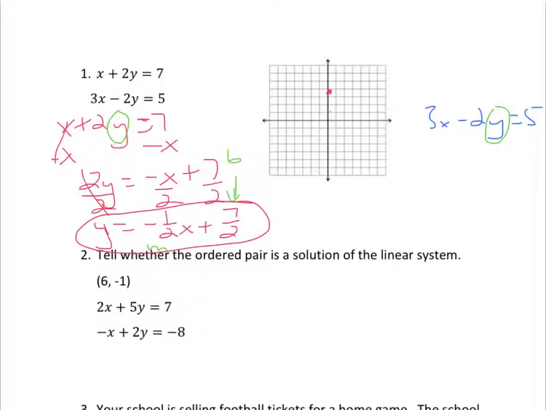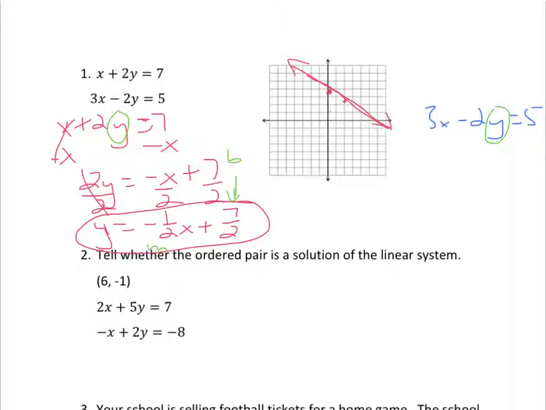Right, so from the y-intercept at 7/2, or 3.5, you need to go down 1 over 2, or down 1/2. So we go down 1 and to the right 2, and there's our next mark. You only need 2 dots in order to graph a line, and then you can just connect the dots like that.